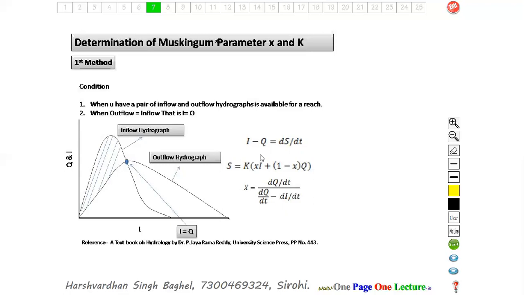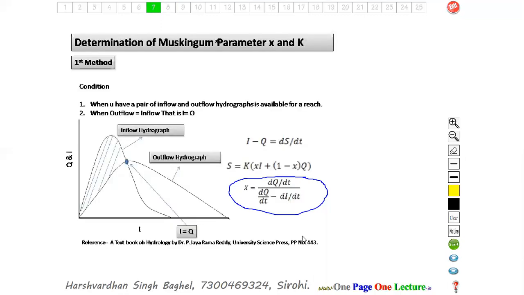By taking the values of I equal to Q in this equation, we can finally have an equation like this for the determination of X. So determine the slope of the outflow hydrograph for a particular time t, and determine the slope of the inflow hydrograph for the particular time t. By putting the values in this equation, we can evaluate the value of X.